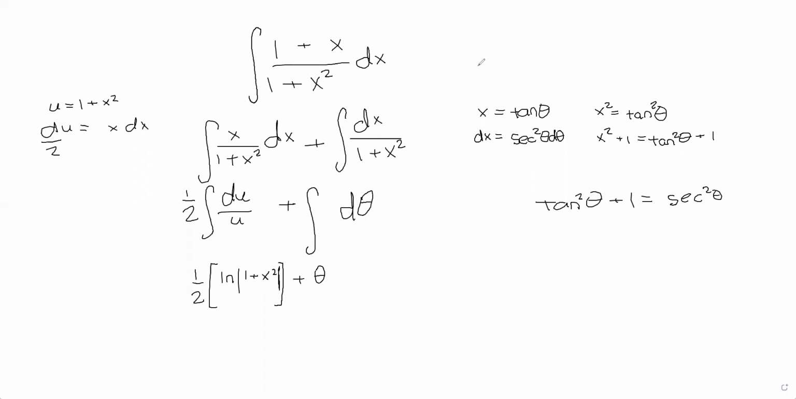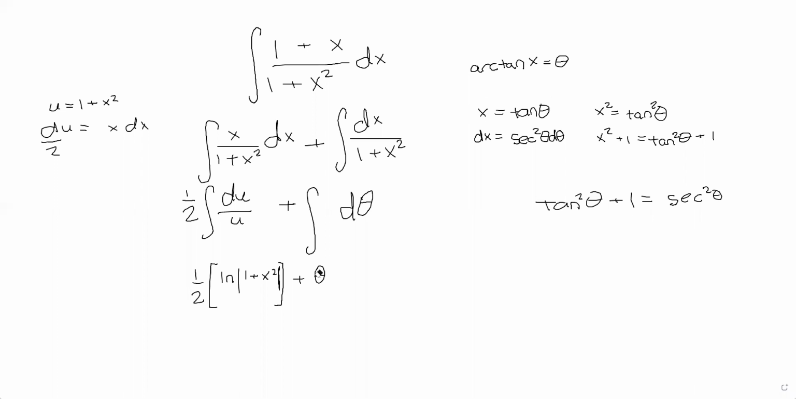So I'm going to actually just call it arctangent just to prevent any potential confusion. So I'm going to take the arctangent of both sides of this equation. So then arctangent of x is equal to arctangent of tangent of theta, which is just theta. So arctangent of x is equal to just theta.